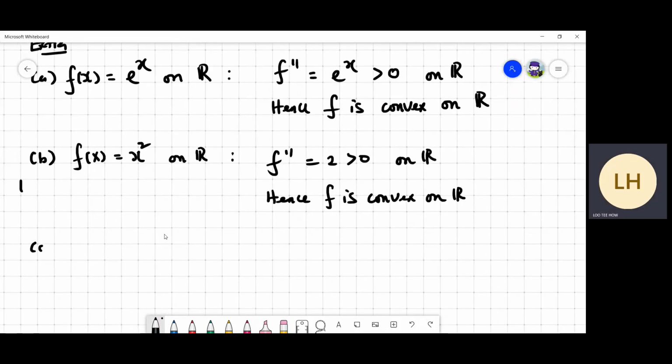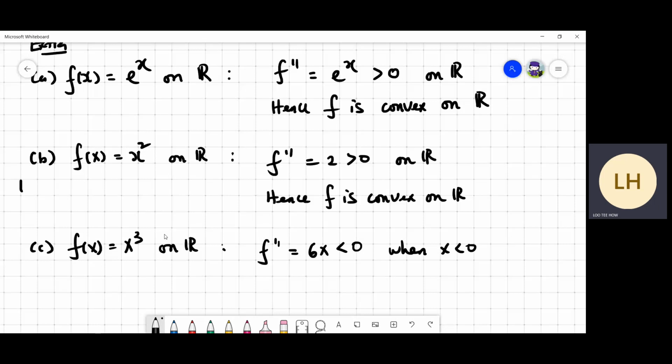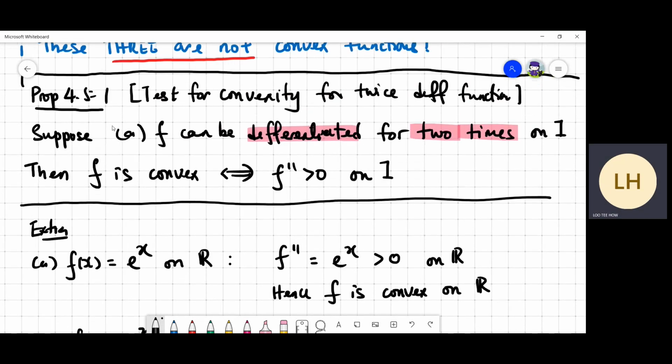And if we look at number 3, C, f(x) is x to the power of 3 on R. We can see f double prime will be 6x, right? We can see this is less than 0 when x is less than 0. Hence f is not convex on R. So as you can see, this proposition is a very simple technique for us to test whether a given function is convex or not.